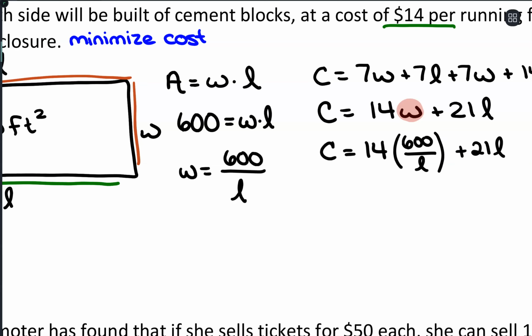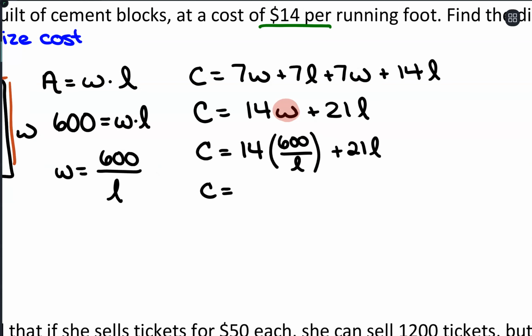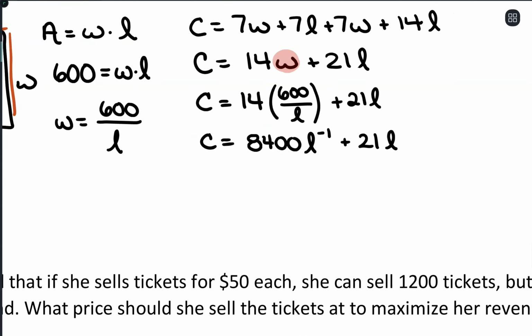plus 21L. So C is equal to 14 times 600, which should be 8,400. And then that L in the denominator, I'm going to move it up with a negative exponent. So I'm going to write that as L to the negative 1 plus 21L. That's just because I know I'm going to be taking the derivative. It's nice to use the power rule there. Okay, so the first derivative of C is going to be negative 8,400 L to the negative 2 plus 21.